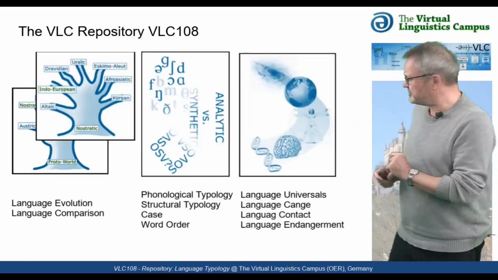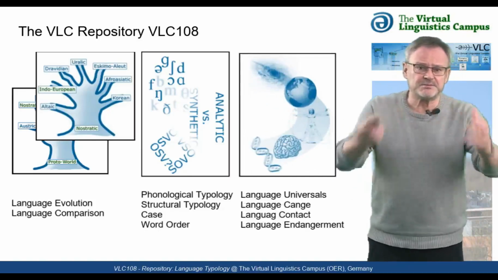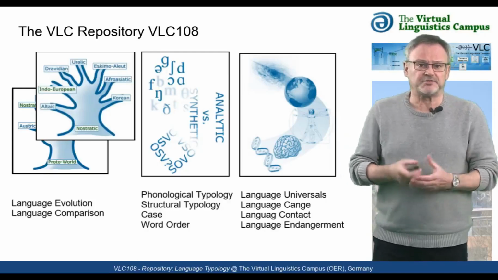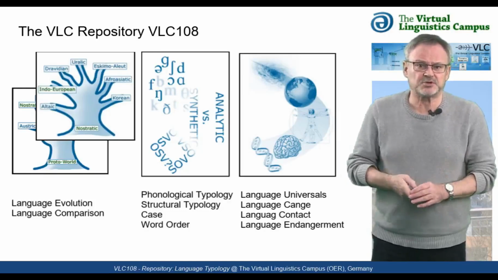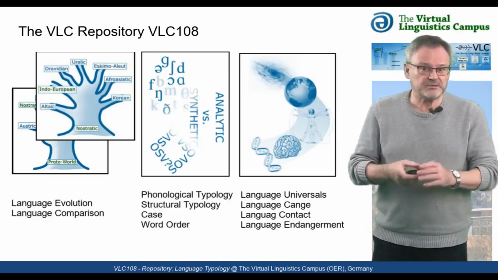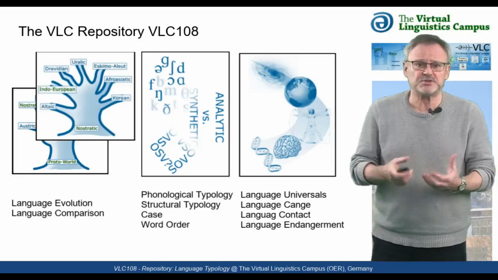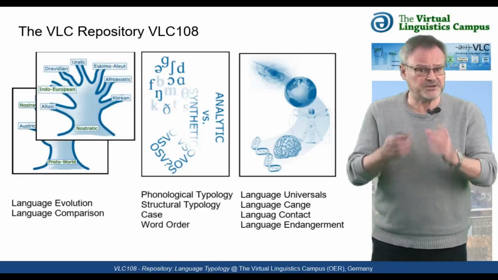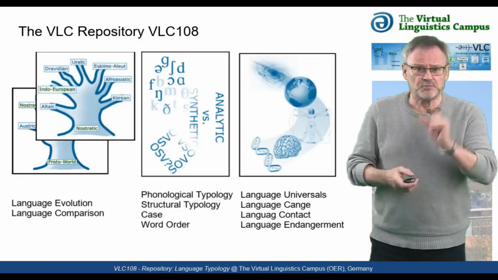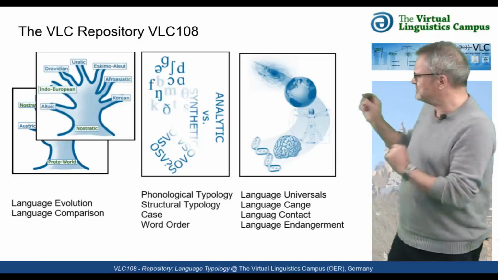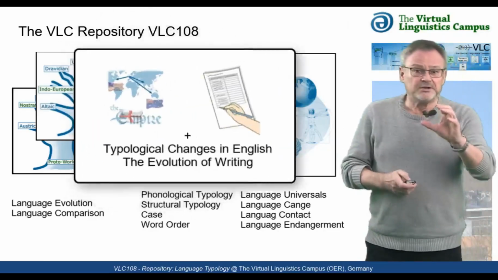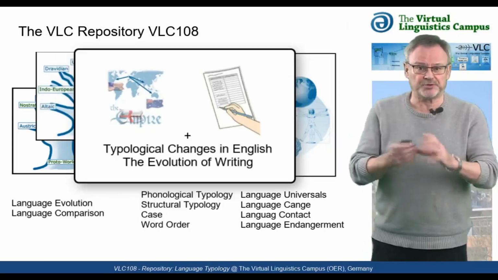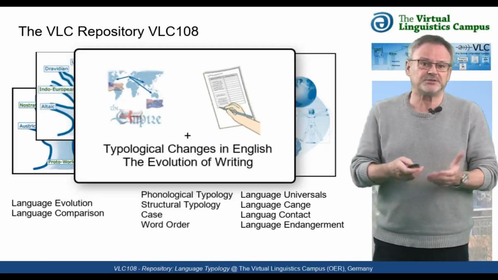The final part of VLC 108 widens the approach and deals with the main approaches towards language universals, the principles of language change, aspects of language contact, and the phenomenon of language disappearance, where we have to face the situation in which 3,000 or more languages that are still spoken are endangered. Two more specialized topics have been added at the end. One about the typological development of English and one about the evolution of writing from proto-writing to early writing until today's situation.